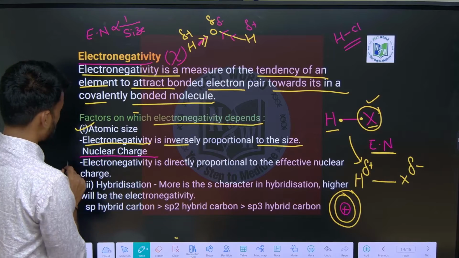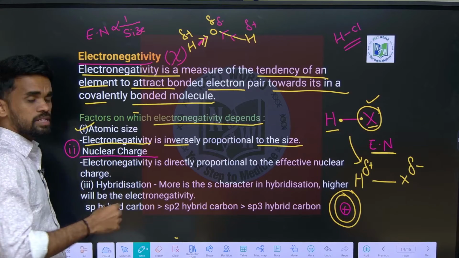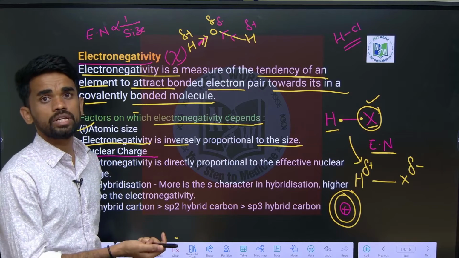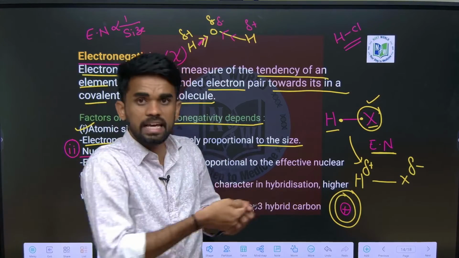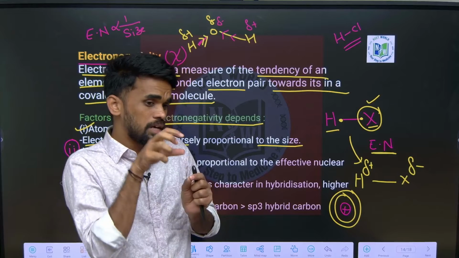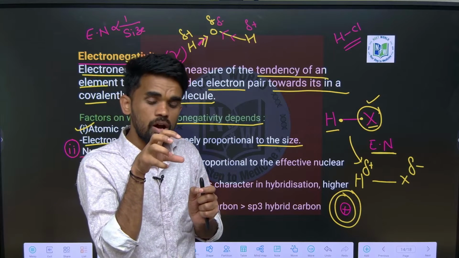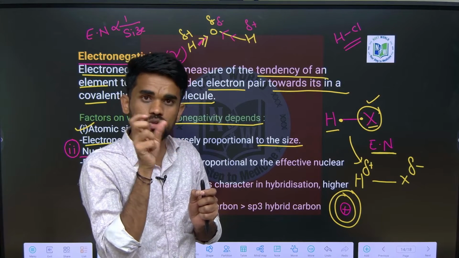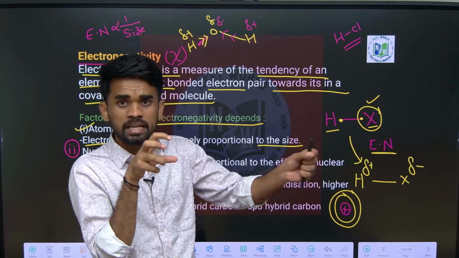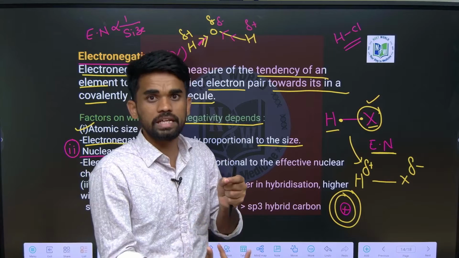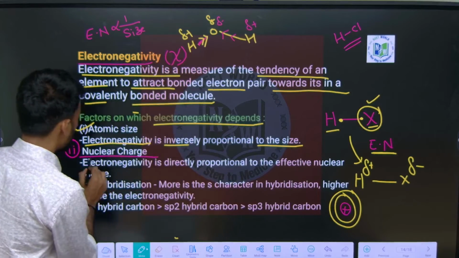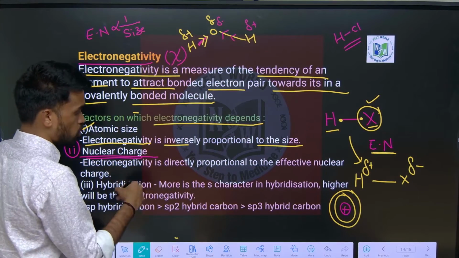nuclear charge. Second factor is what? Nuclear charge. More is the nuclear charge, more is the electronegativity. See, electronegativity is nothing but dragging the electrons towards itself. It means if a particular element is having more positive charge or effective nuclear charge on it, it will easily drag the bonded electrons towards itself. That is nothing but electronegativity only, right? So more is the effective nuclear charge, more is the electronegativity.